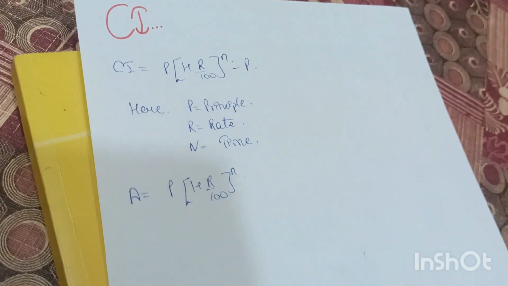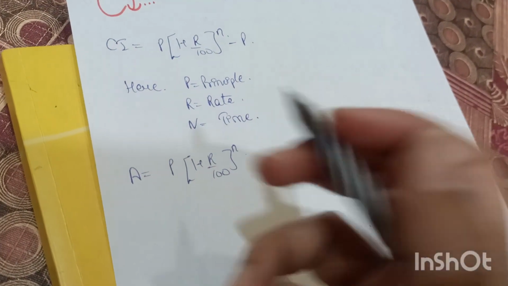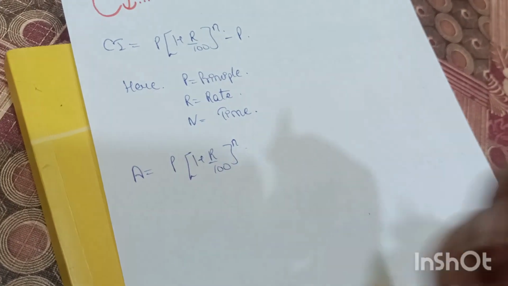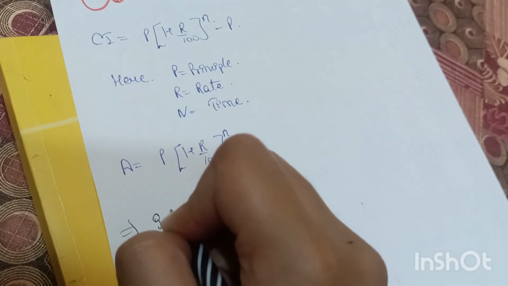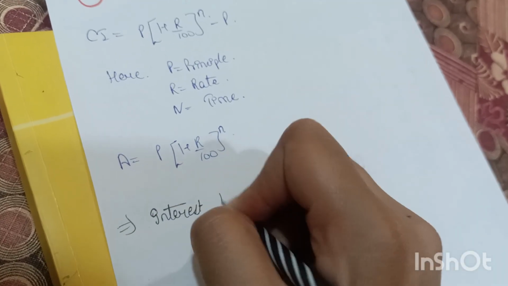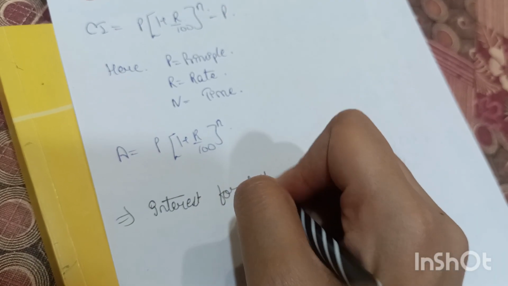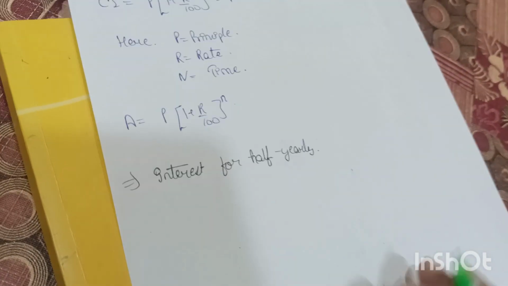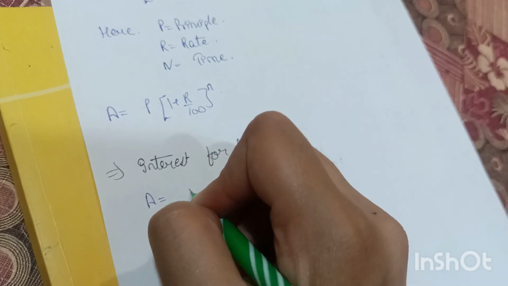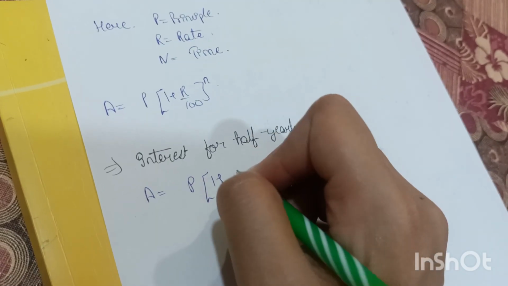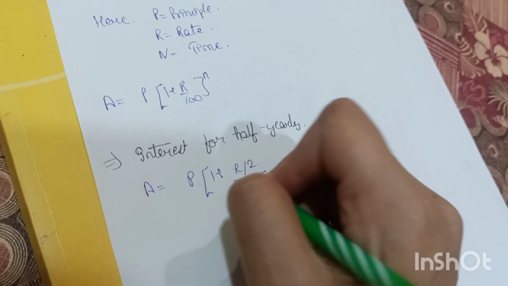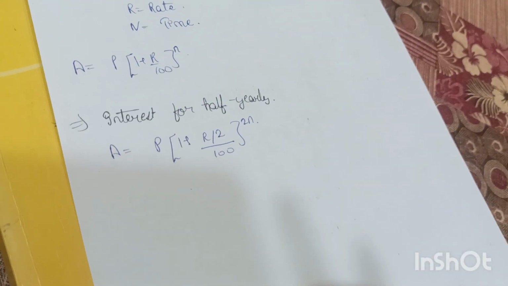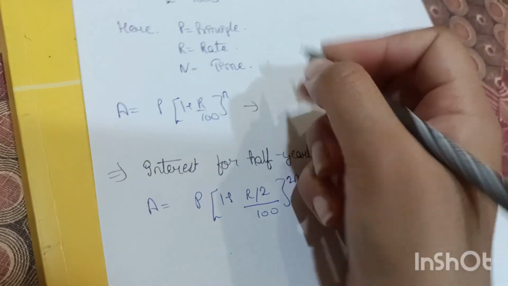So now if you have to find interest annually, it is this, and if you have to find interest half yearly, the formula is amount equals P into (1 plus R upon 2 upon 100) to the power 2n. This is for half yearly.